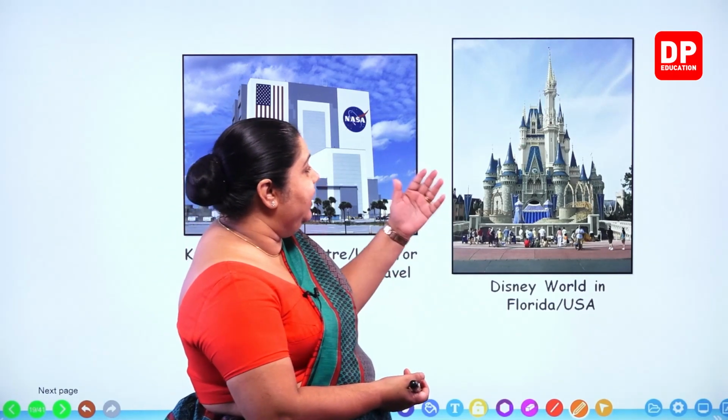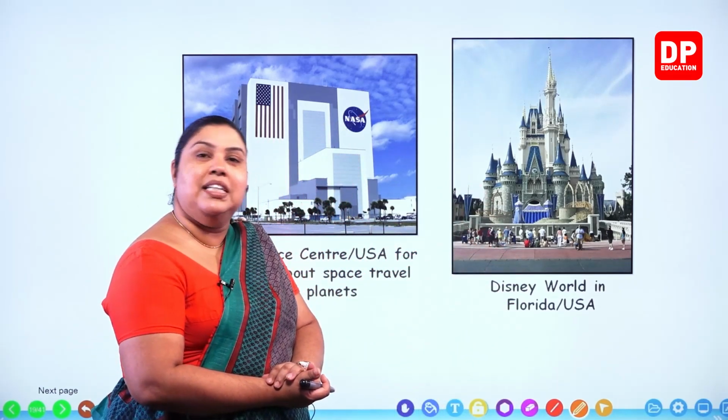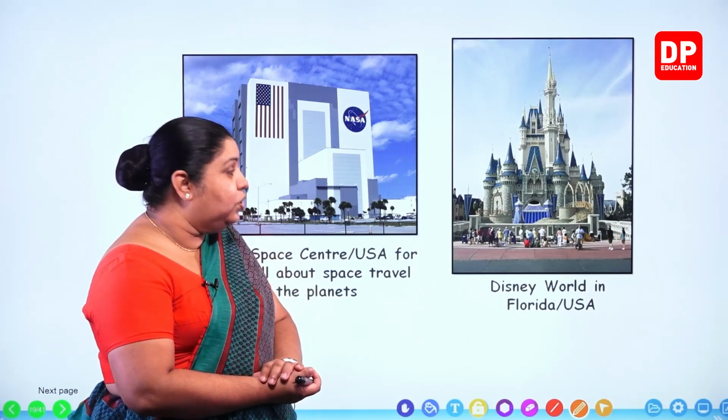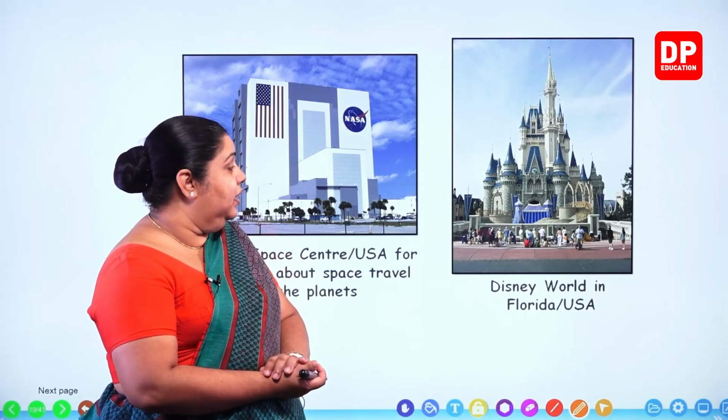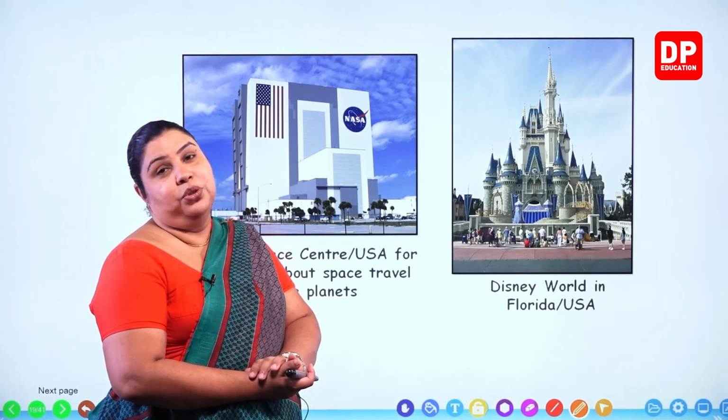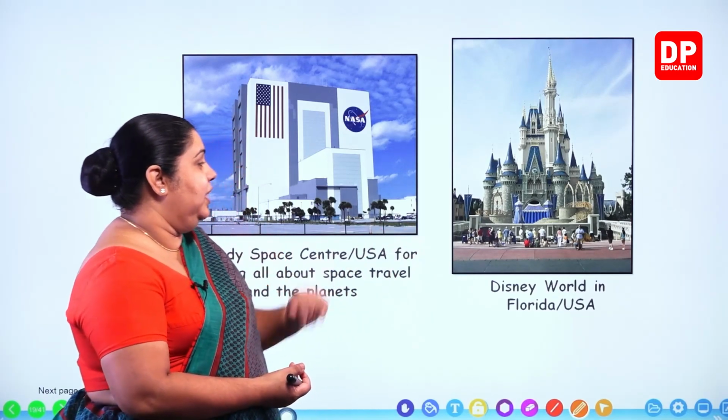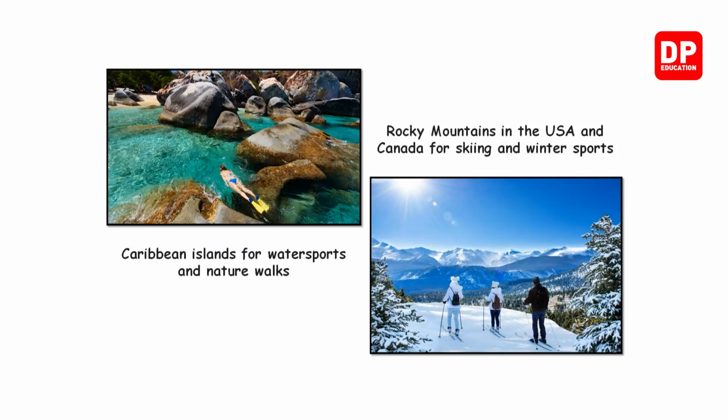So this is the Disneyland in the USA. It's a beautiful, amazing place to visit. So most of the tourists, when they go to North America, go to Disneyland to see this beautiful place. Then the Caribbean islands for water sports and nature walks.